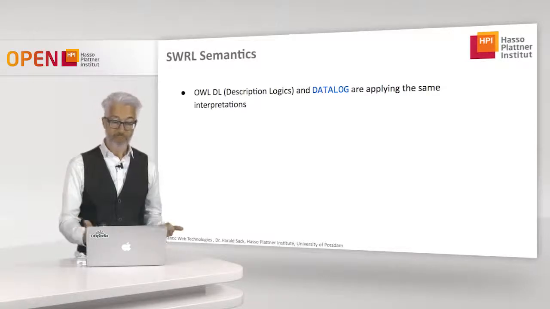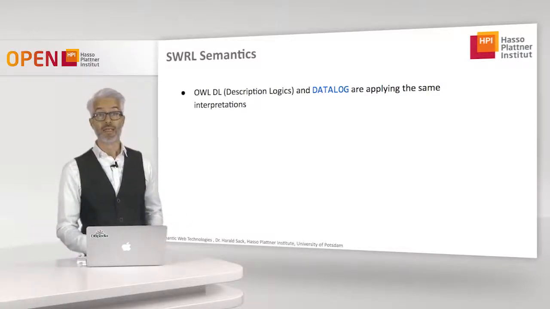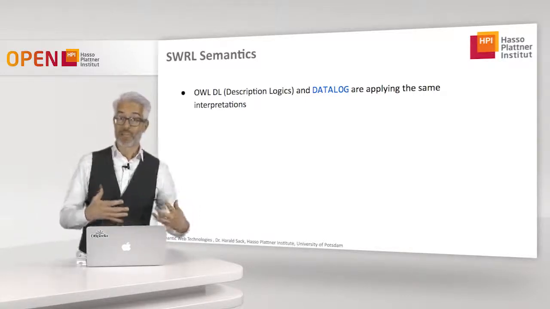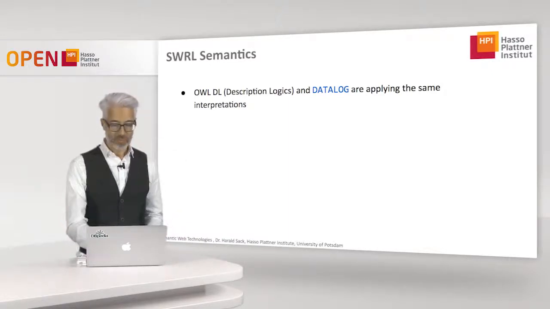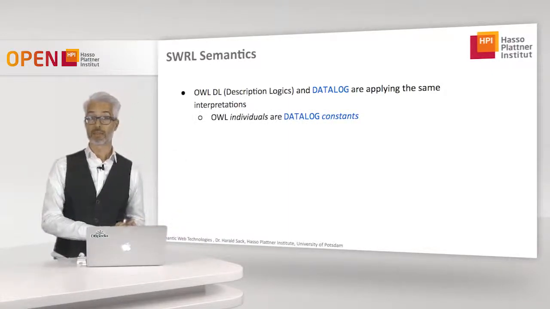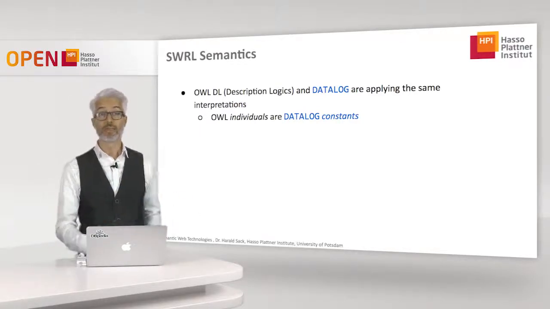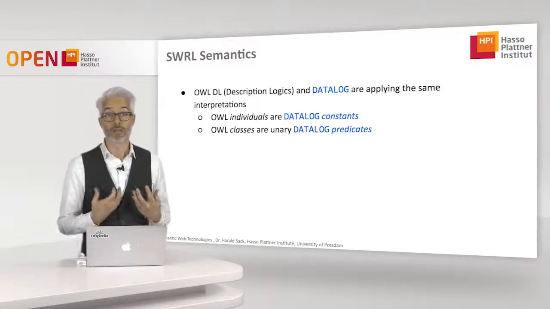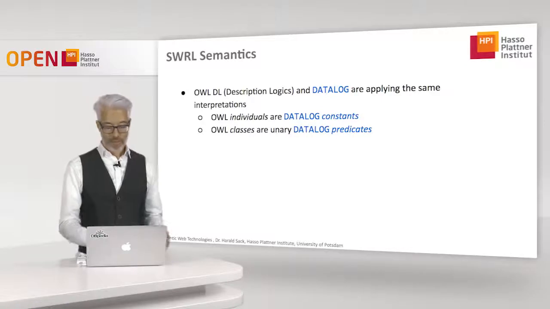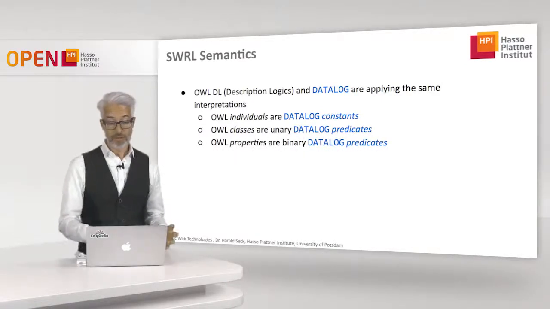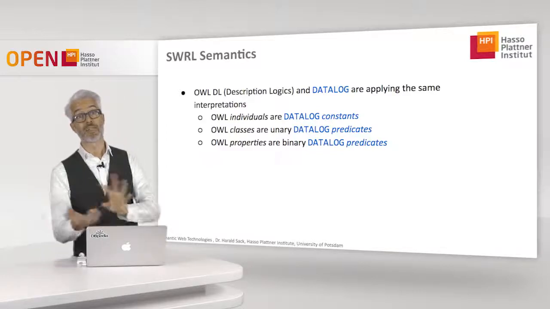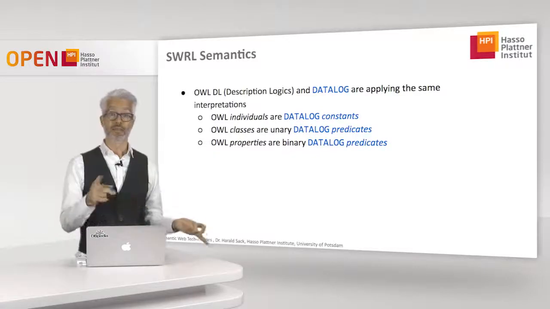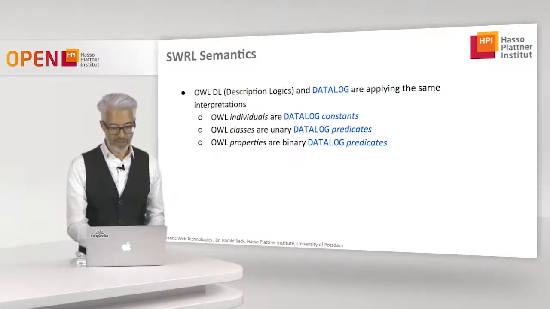So first of all, OWL DL, description logics, and Datalog should use the same interpretations. Otherwise, it might become complicated. So therefore, OWL individuals are treated like Datalog constants. So they are treated identically. What about classes? OWL classes, of course, are identical to so-called unary Datalog predicates. And OWL properties are then treated as binary Datalog predicates and vice versa. So individuals become constants, OWL classes become unary predicates, and OWL properties become binary predicates.